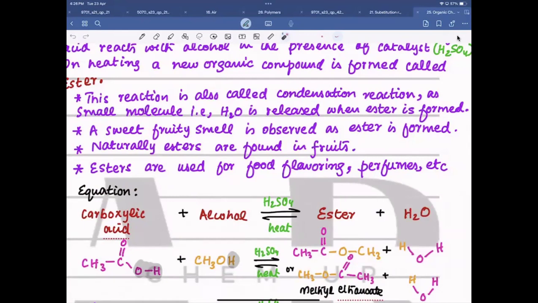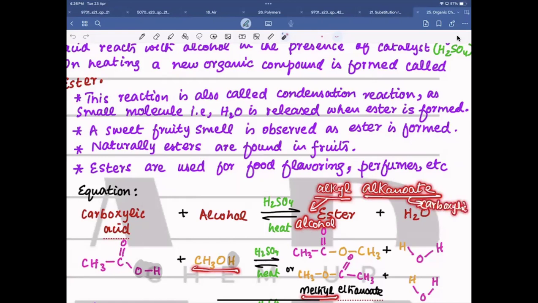The part of the alcohol is called alkyl. The general name of an ester is alkyl alkanoate. So this alkyl part actually comes from the alcohol. It's methanol, right? So it becomes methyl. And this alkanoate part comes from the carboxylic acid. The name of the carboxylic acid is ethanoic acid, so that's why it becomes ethanoate. So the name will be methyl ethanoate. Is this clear? Okay.